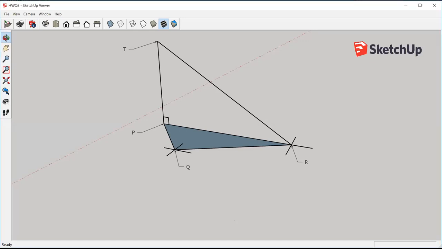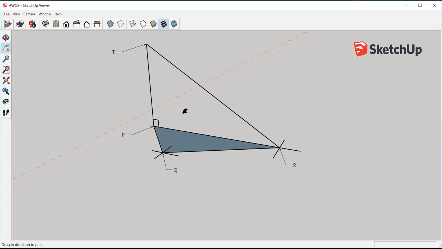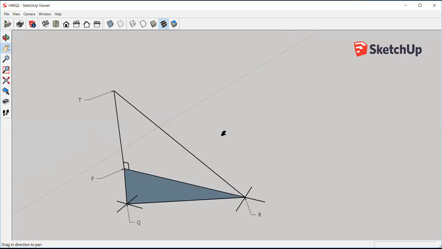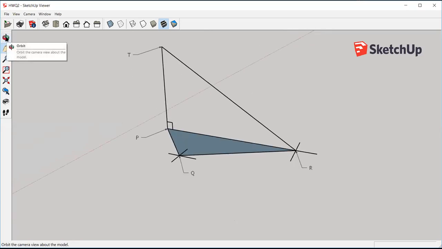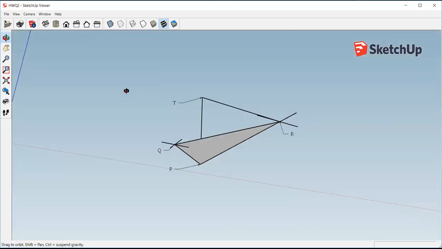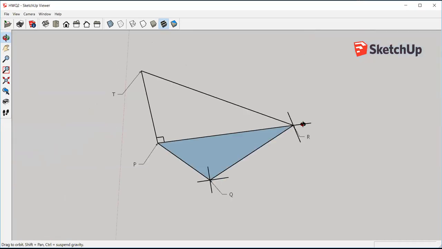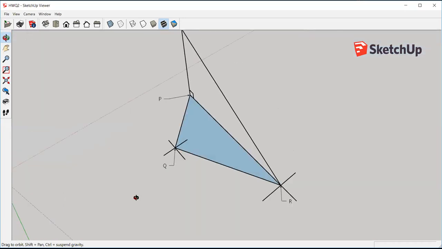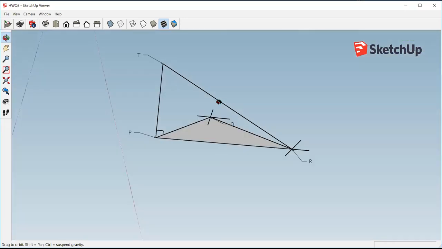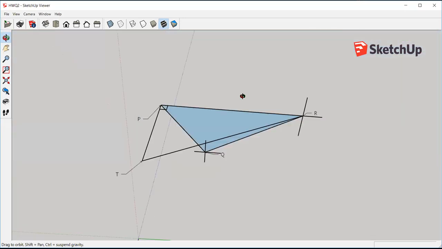This is what you see when you start SketchUp Viewer. In the SketchUp Viewer, the most important icon is this orbit icon. This orbit icon allows you to turn things. It's just drag and drop. You press the mouse button and drag, so you are turning things in three-dimensional space.